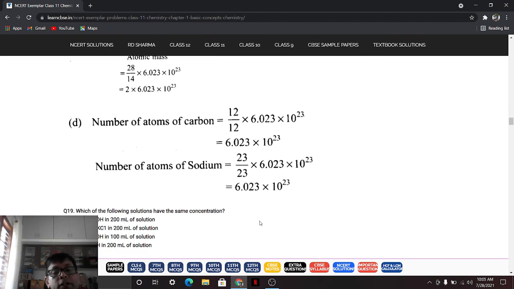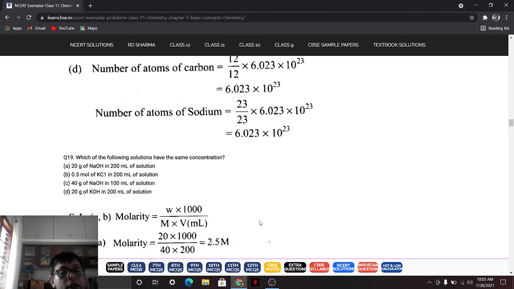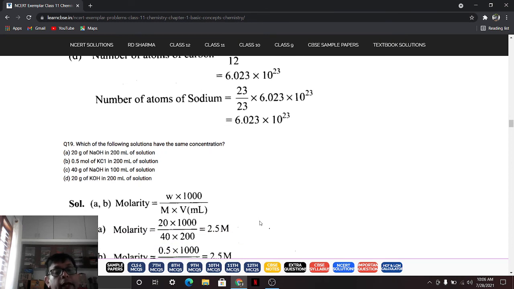Which of the following solutions have the same concentration? 20 gram of NaOH in 200 ml of solution, 0.5 mole of KCl in 200 ml of solution, 40 gram of NaOH in 100 ml of solution, 20 gram of KOH in 200 ml of solution. Both A and B are correct, because molarity is equal to W into 1000 divided by M into volume in milliliters.